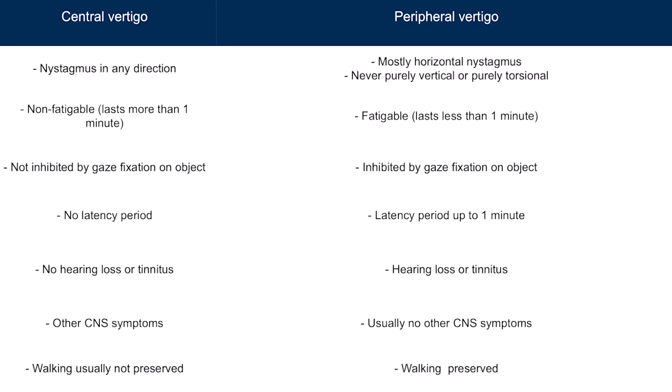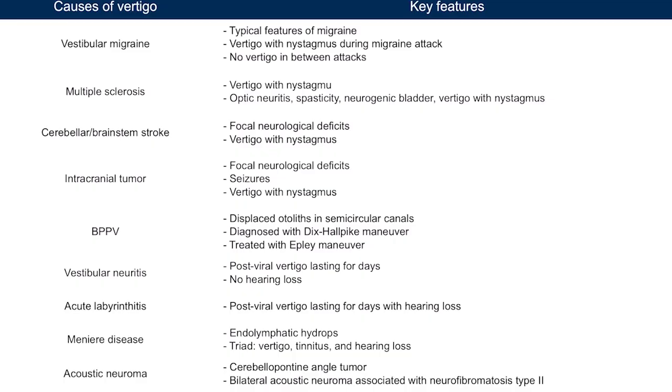Here we have a table summarizing the differences between the central and peripheral vertigo. Pause the video and take a moment to consider this table. And here we have the causes of central and peripheral vertigo that have been discussed in this lecture. Please pay attention to their key features so that you can recognize them in the question stems.